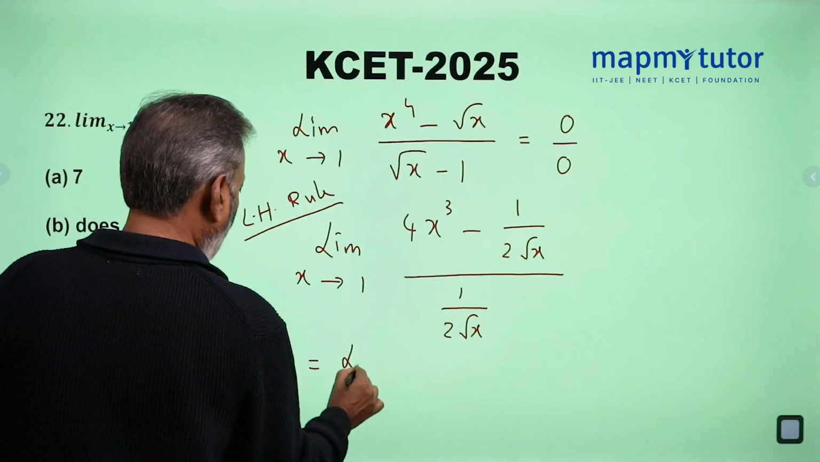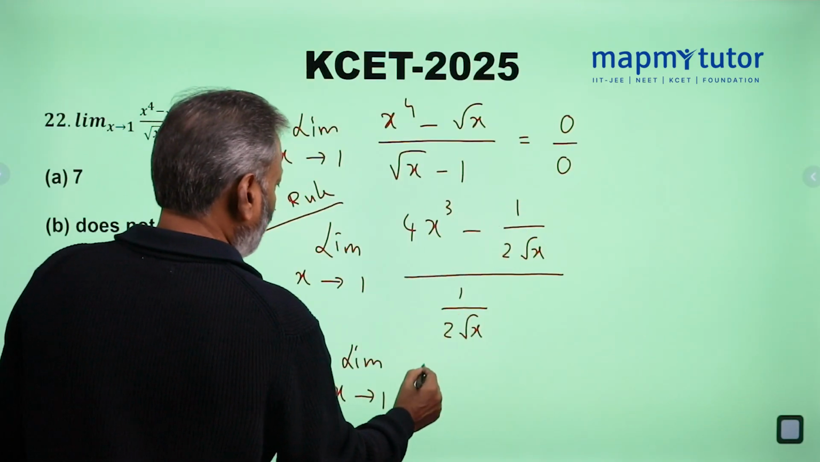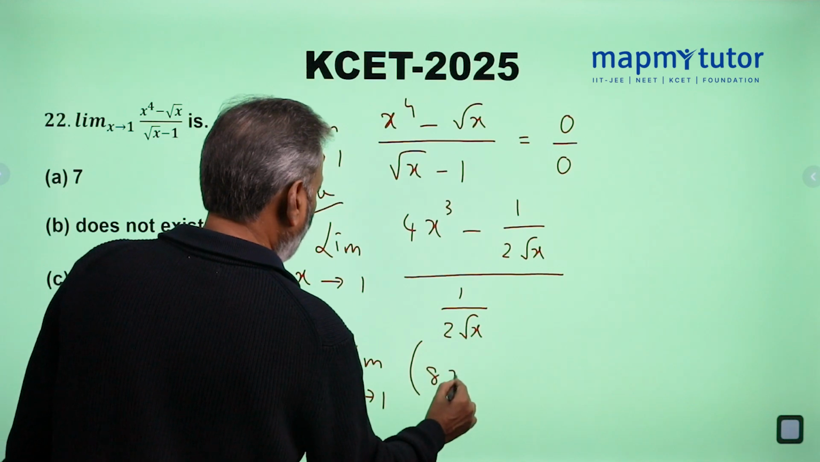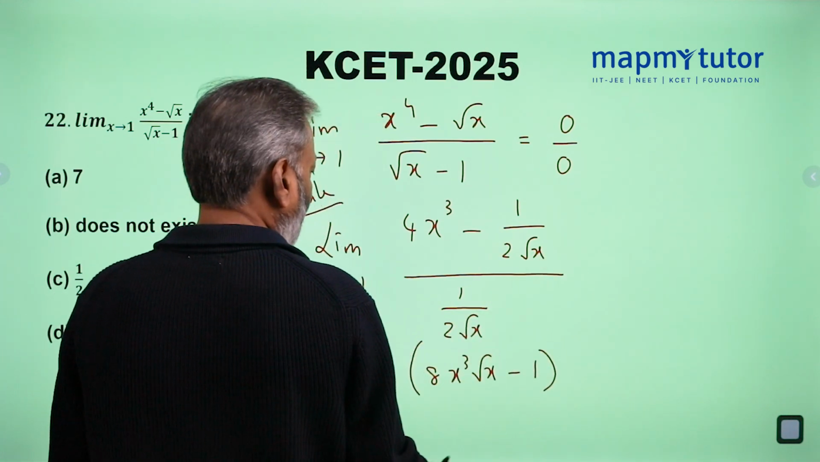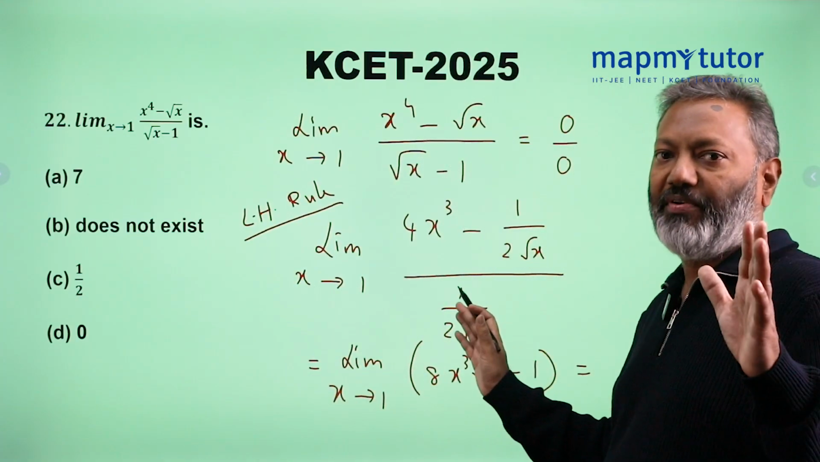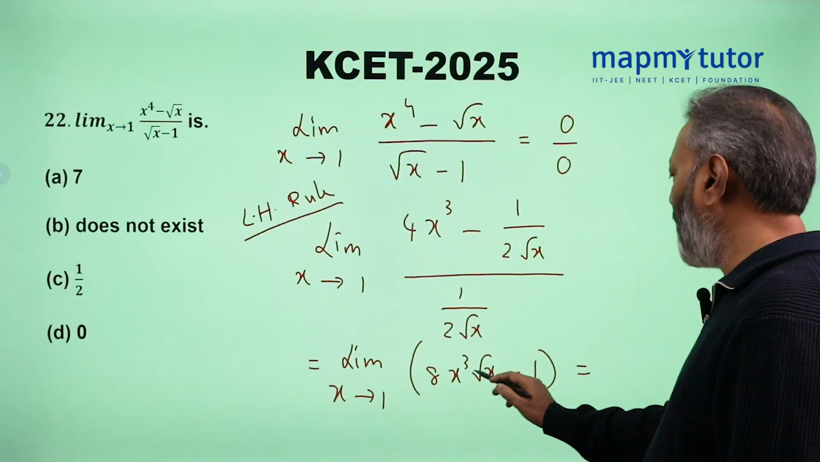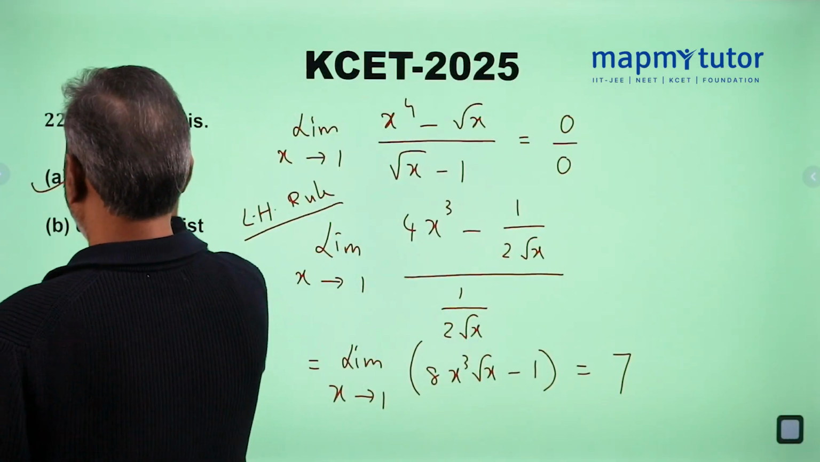Or if I simplify, that means I have to multiply with the 2 root x, right? So it will be 8x cube root x minus 1, because 2 root x gets cancelled. And now there is no fraction at all, so there is no chance of getting 0 by 0. Come on, put x equal to 1 now. 8 minus 1, 7. Yes, A is the right answer.